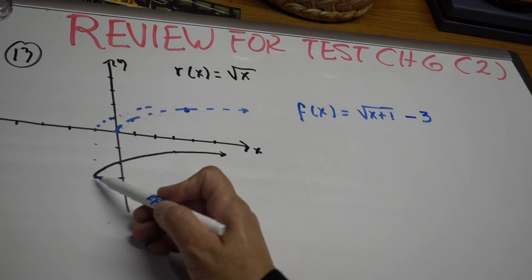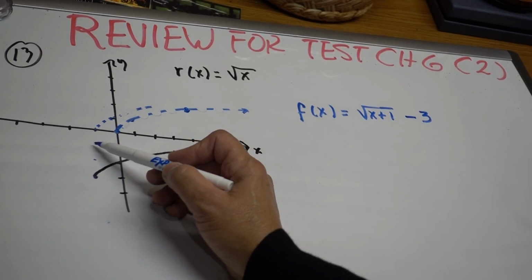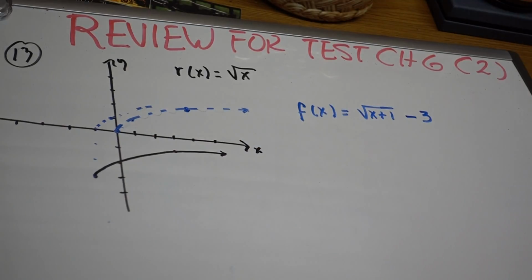That is going to give me the translation of the initial point. 1 to the left, 1, 2, 3. And that's what is going on to the whole graph.